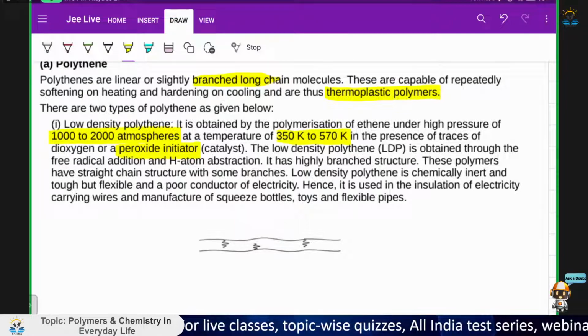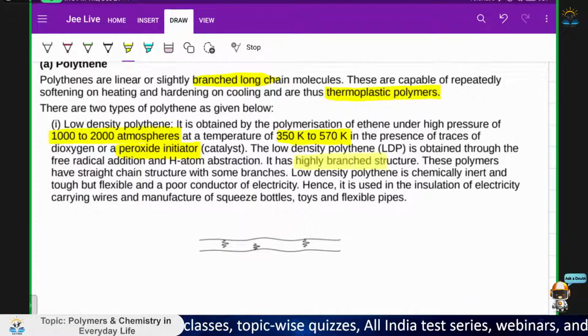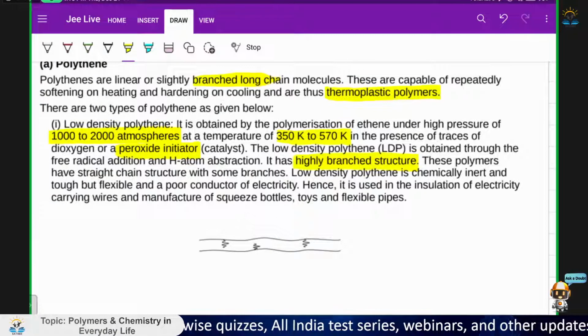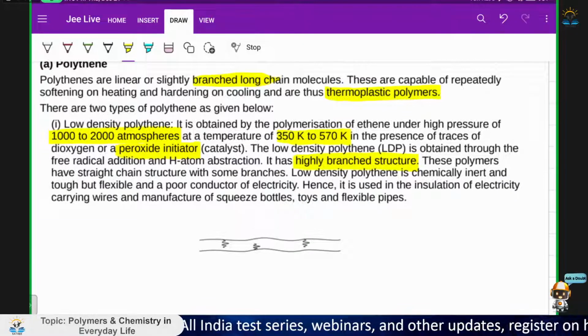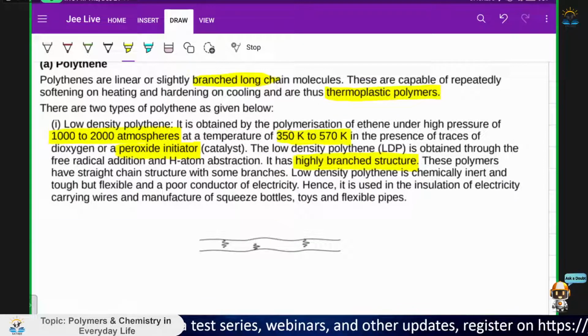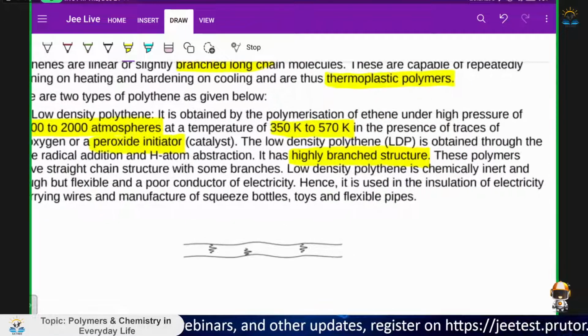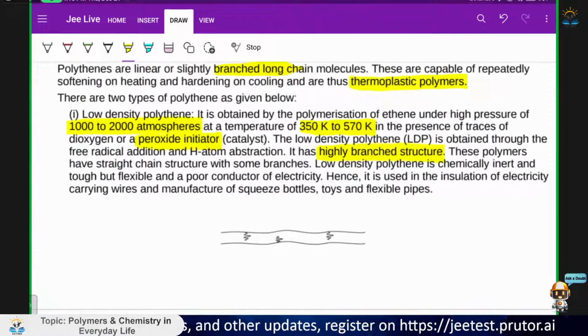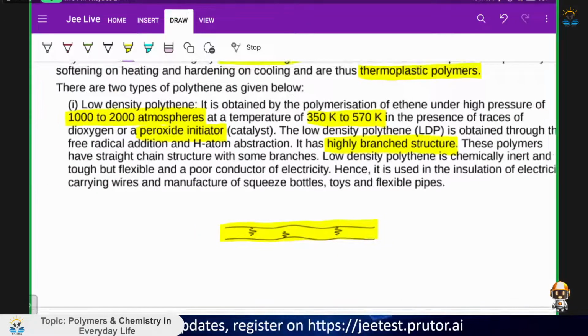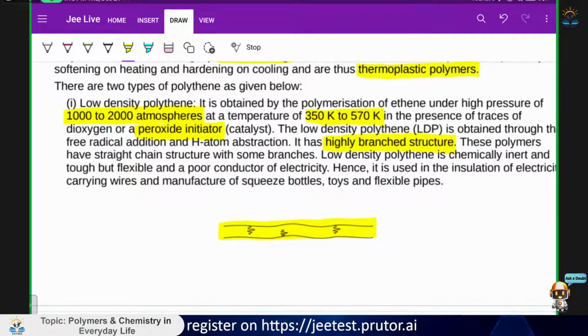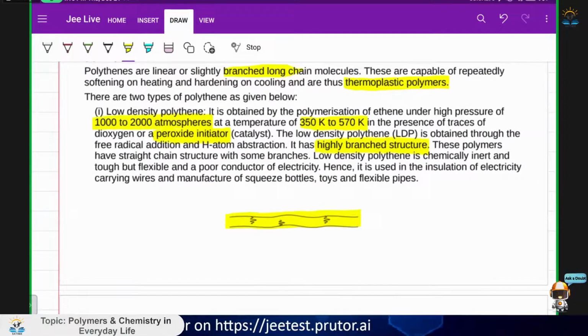It has a highly branched structure. These polymers have a straight chain structure with some branches. Low density polyethylene is chemically inert and tough but flexible and a poor conductor of electricity. The structure is given here. Hence, it is used in insulation of electricity carrying wires and manufacture of squeeze bottles, toys, and flexible pipes.